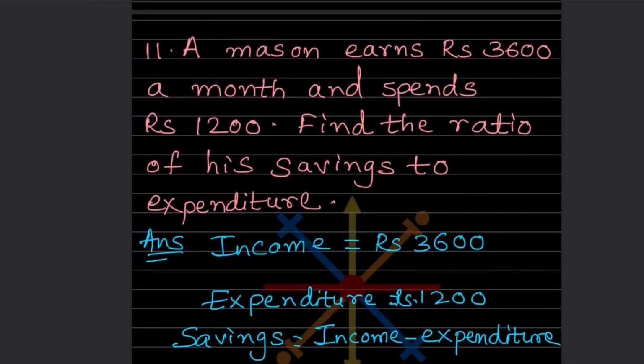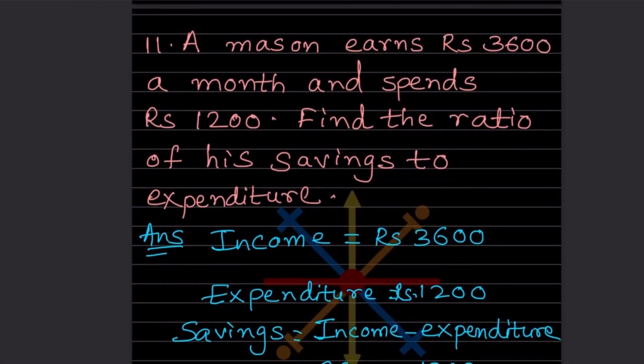So the next problem says that a mason earns rupees 3,600 a month and spends rupees 1,200. Find the ratio of his savings to expenditure.